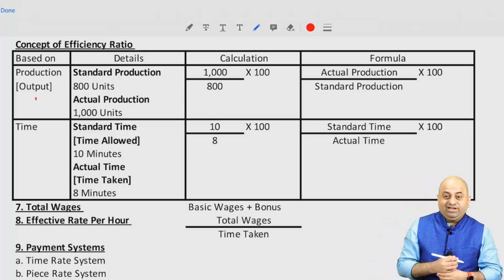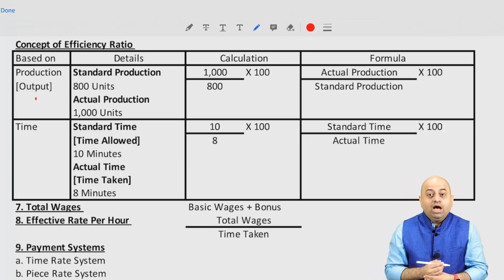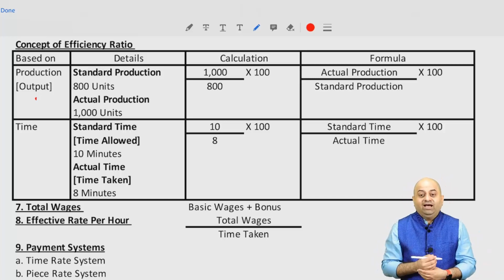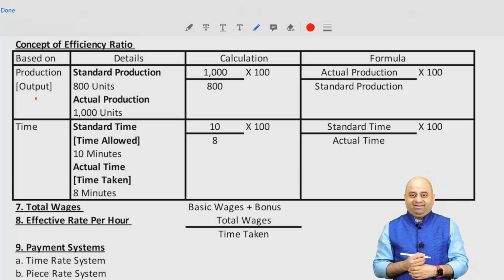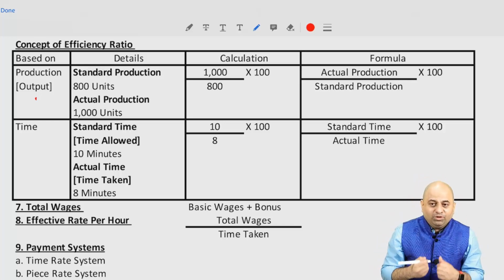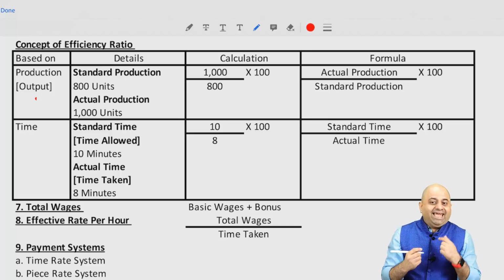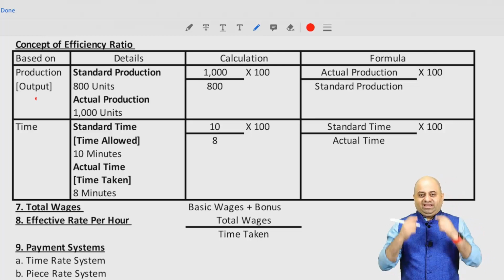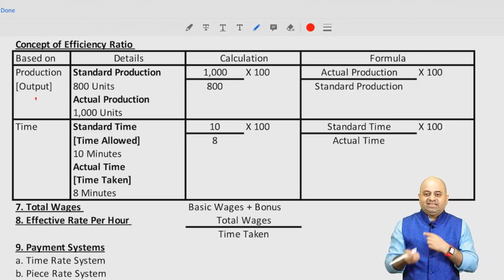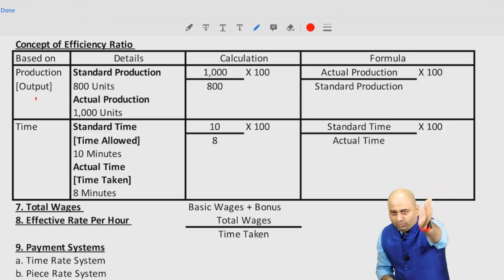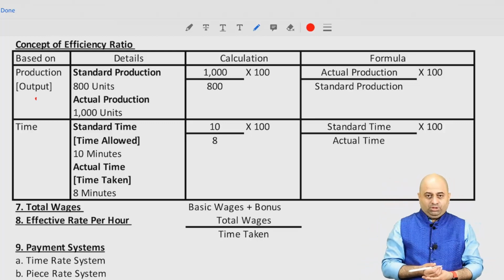You are forgetting, my dear friends. First formula was about production. Second formula is about time. In production, if you produce more, you are efficient. In time, if you take less time, you are efficient. That's why the criteria of efficiency is different. So naturally the formula is different. I'm sure you understood my humble point at this stage.